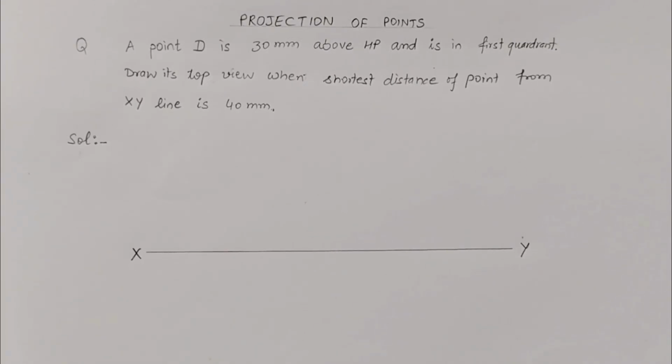Projection of points. In this question, point D is given 30 mm above HP and is in the first quadrant. So we have to start with a projector line and then mark the front view on that projector line as D dash. So let us start with the solution of this question.